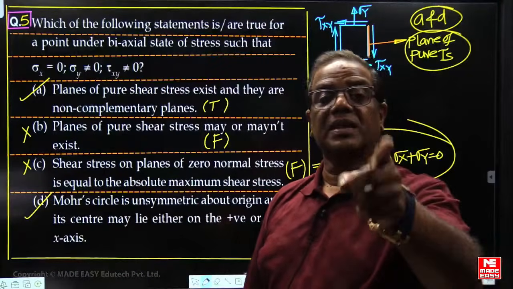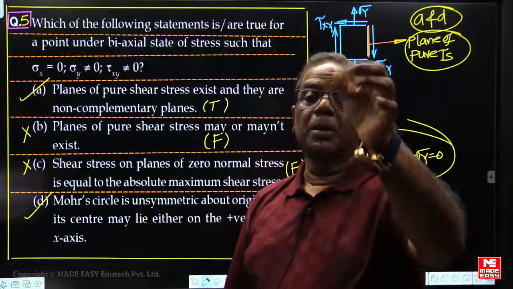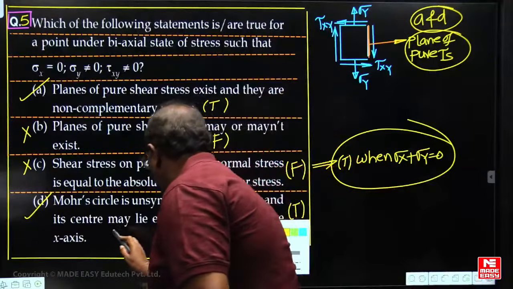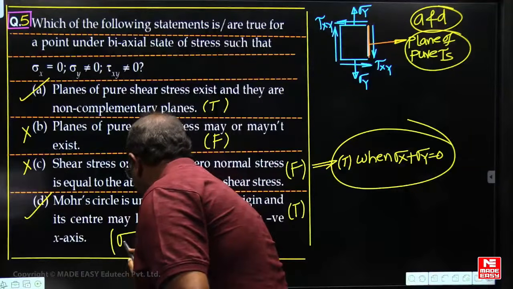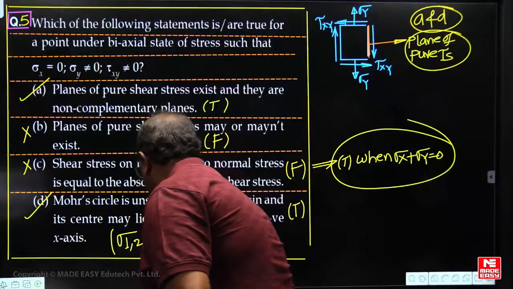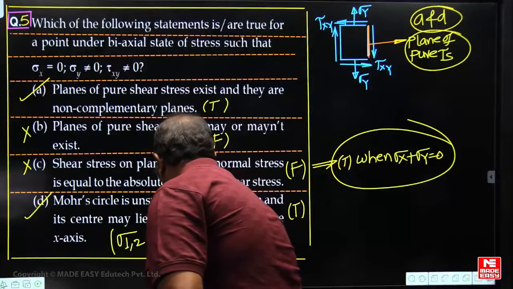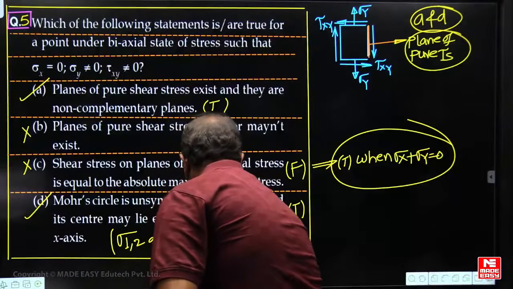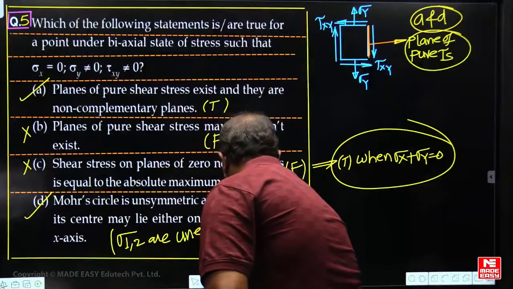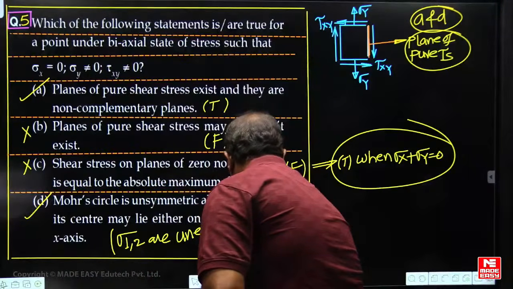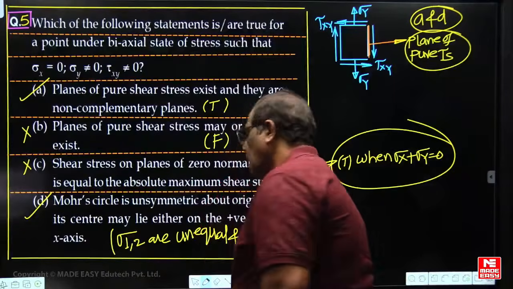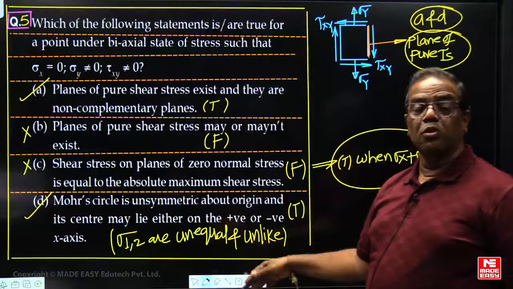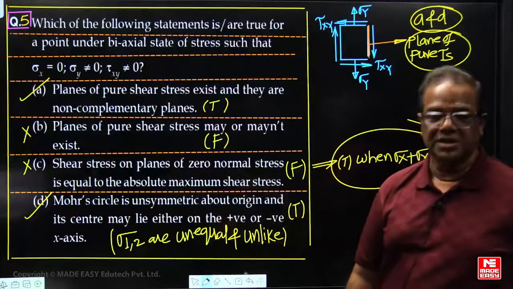When the principals are equal and like in nature, and a pure shear state of stress, here principal stresses are what now? Sigma 1, sigma 2 are unequal and unlike. अनइक्वल है, अनलाइक है, तो इसीलिए क्या हो जाएगा? Mohr circle is unsymmetric about the origin.